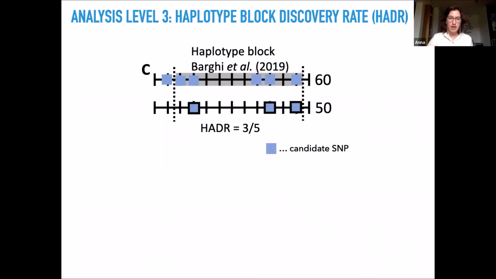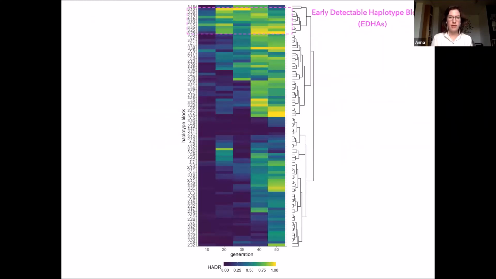So just as a short recap, this is based on this third analysis level, where I look at the rediscovery rate of these haplotype blocks. And as I have 5 intermediate time points, I can do this 5 times, get a time-resolved statistic, and I can perform hierarchical clustering to group them by similarity. And if I do so, I actually find a cluster of 10 blocks that have a really high HADR, which would be the yellowish color, very early on in the experiment. So this would be a hint that you would find these selection signatures very early on.